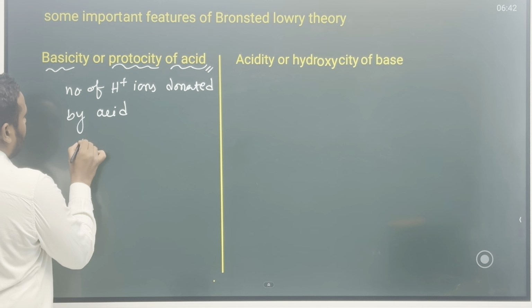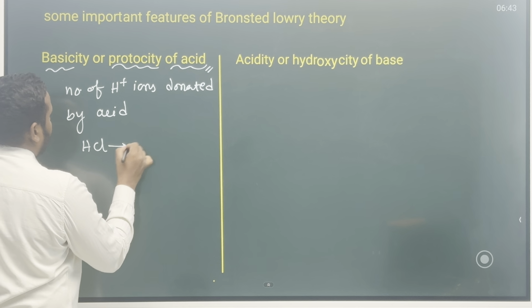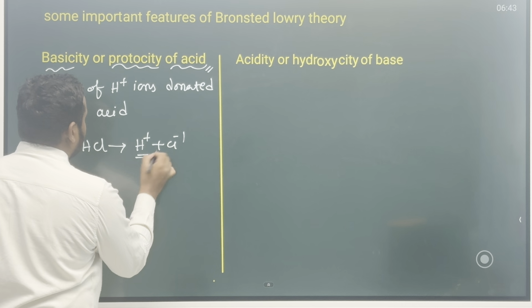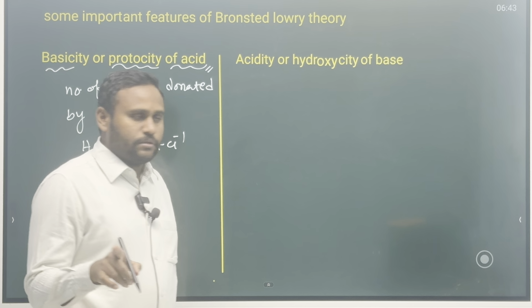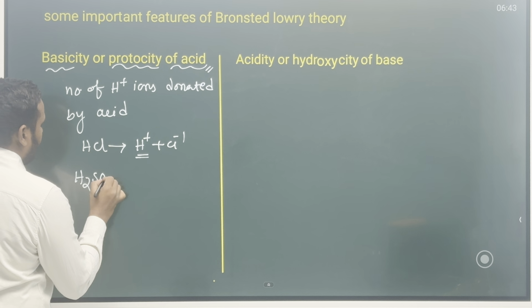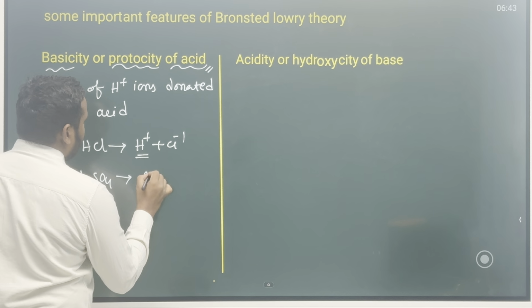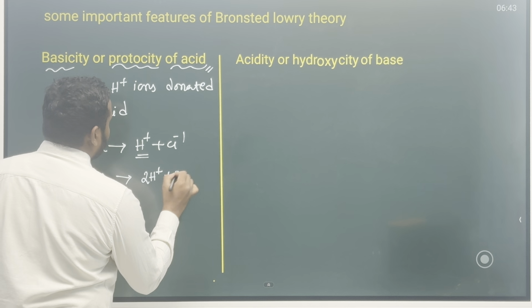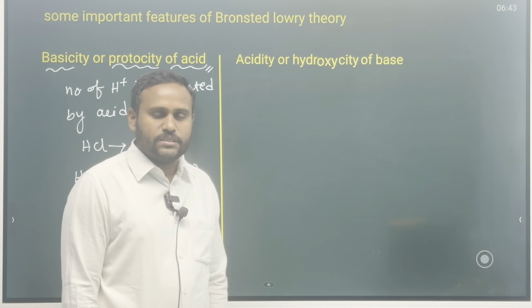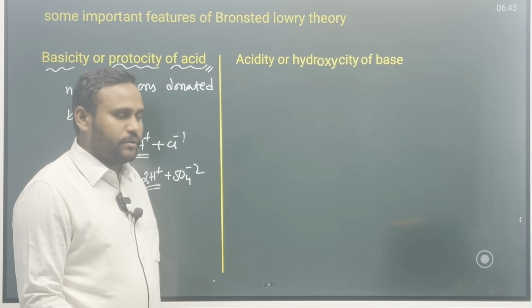For example, HCl can donate only one H plus ion and Cl minus, so its basicity or protonicity is 1. Next, H2SO4 can donate 2 H plus ions plus SO4 minus 2, so its basicity is 2. This way we can find out basicity or protonicity.